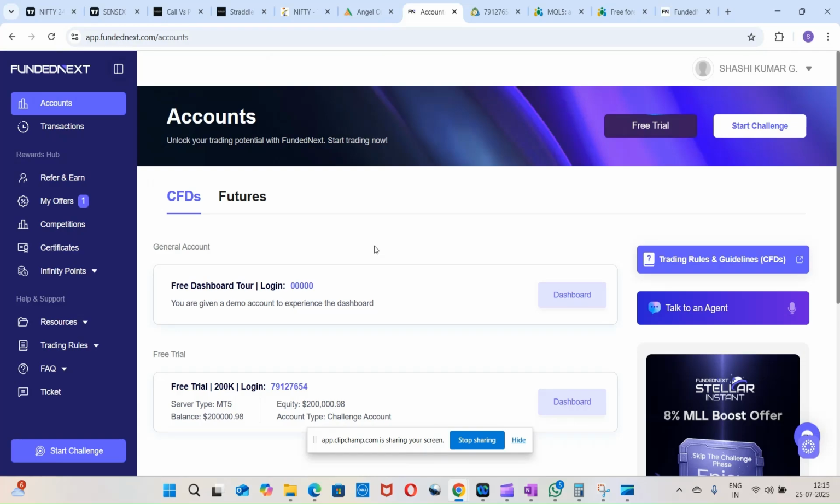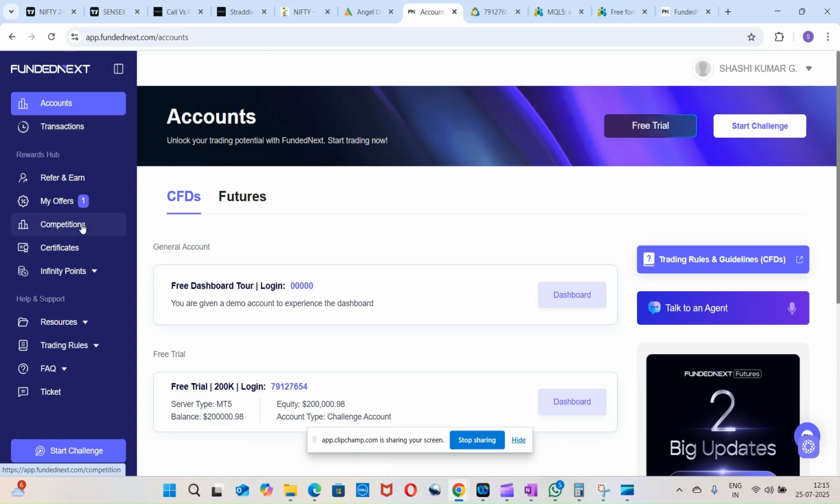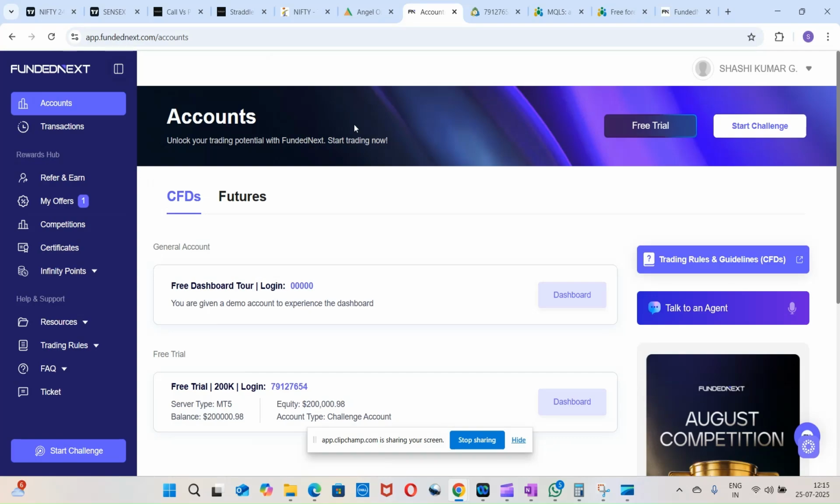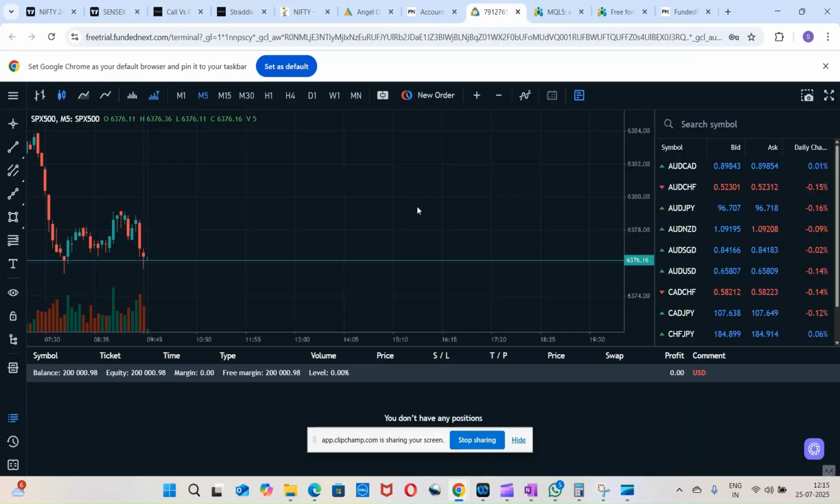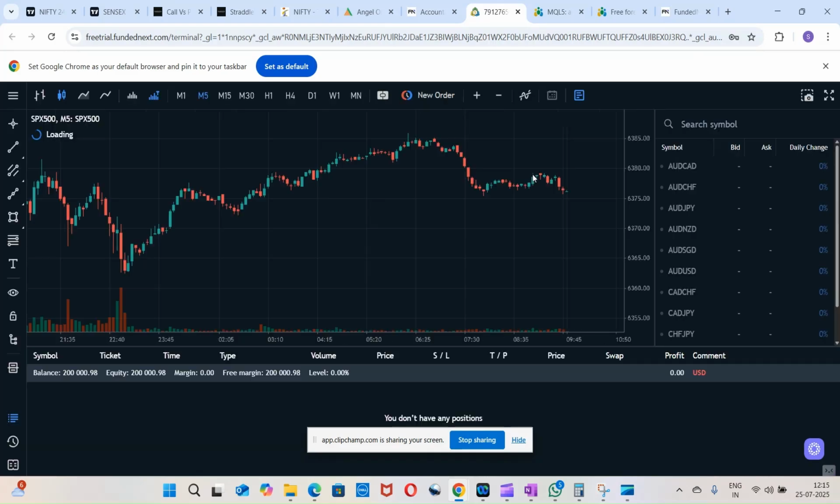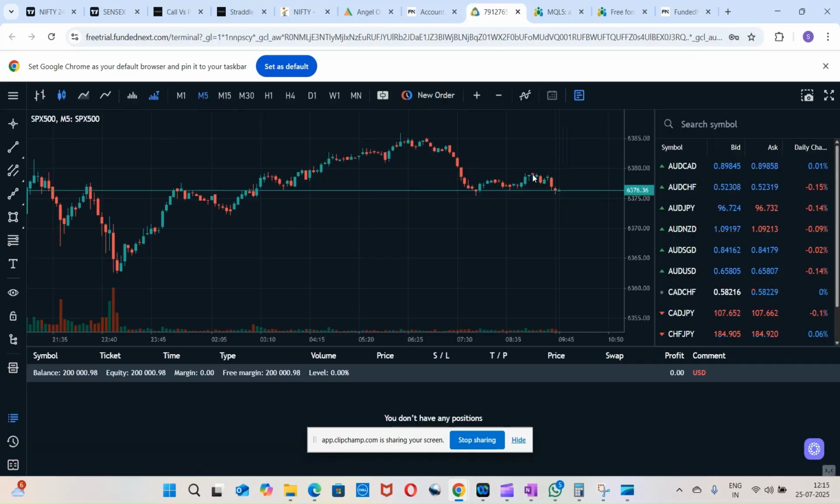Okay, so you'll have a dashboard and how much account you will get. Then you'll have transactions, offers, competitions, and all that will be there. But once you trade, you go into this one, which is the MT4. Okay, so MT4. This is MT4 or MT5, I think. This is MT5, and you trade here.